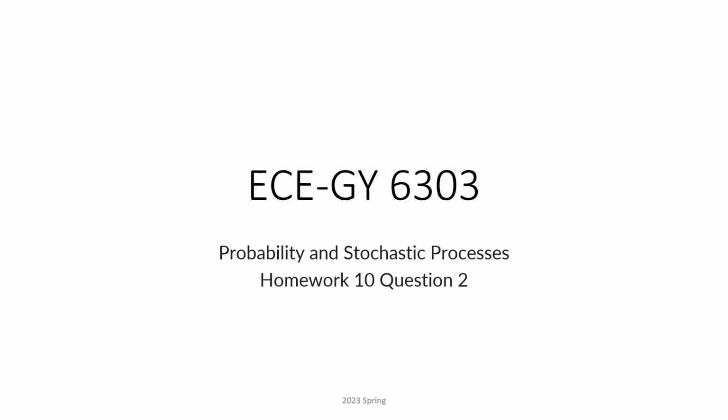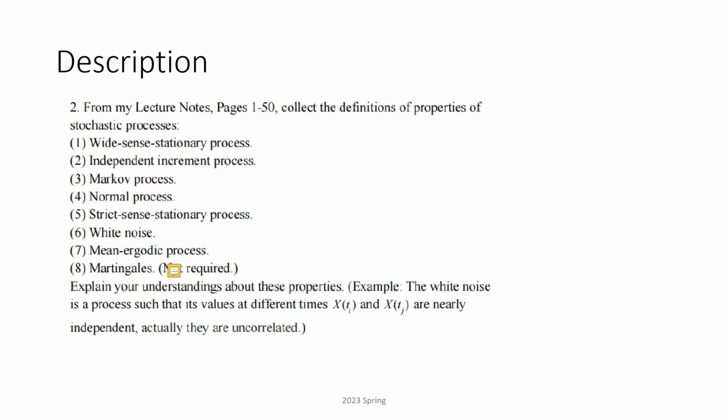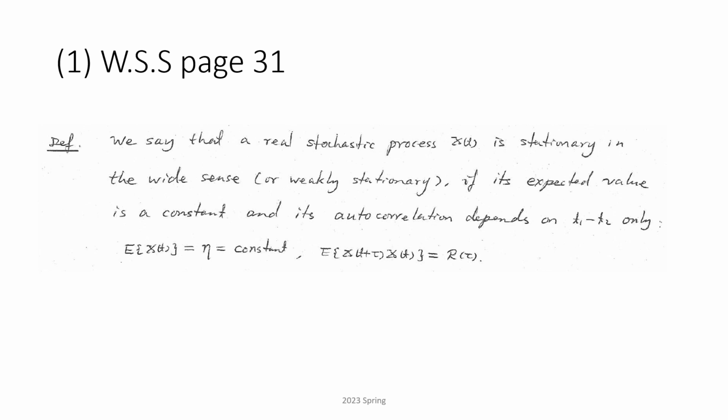Hello everyone. In this video, I want to discuss the second problem in homework 10. Let's see the description of this problem. The professor asked us to select the definitions of property and properties of this process and explain our understandings. The first one is a stationary process and it could be found on page 31.